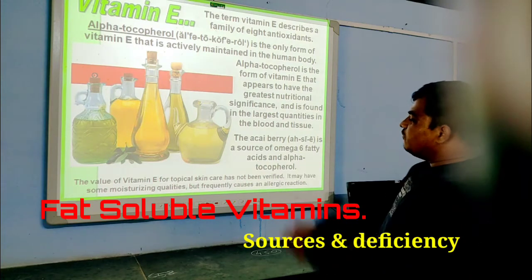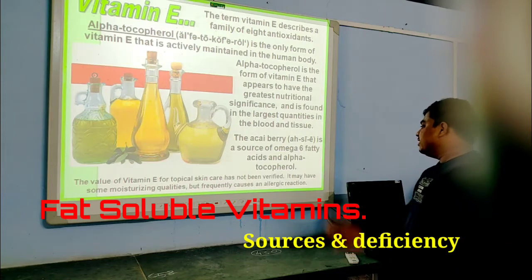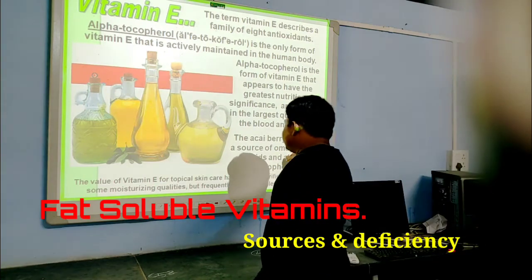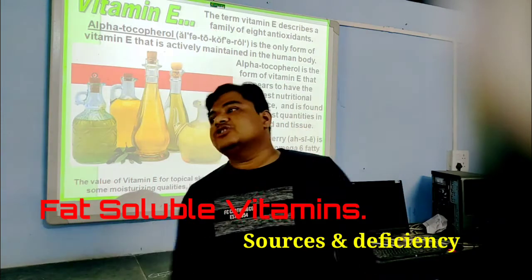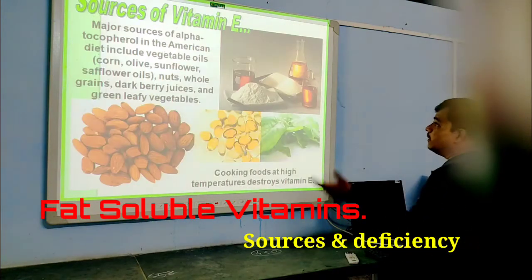Okay, so here the value of vitamin E for topical skin care has not been verified. It may have some moisturizing qualities but frequently causes an allergic reaction. As you can see, for omega-6 we have the fish called Clarias batrachus. It also contains omega-3 and omega-6 fatty acids. Okay, we can also take this.